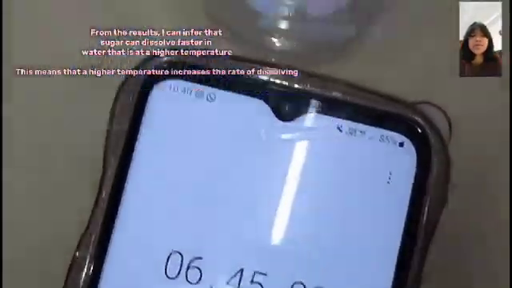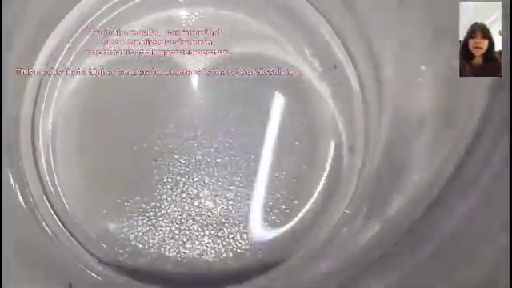From the results, I can infer that sugar can dissolve faster in water that is at a higher temperature. This means that higher temperature increases the rate of dissolving.